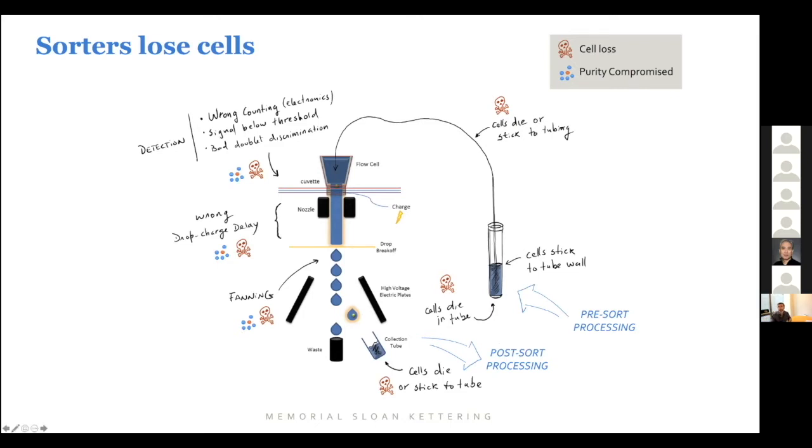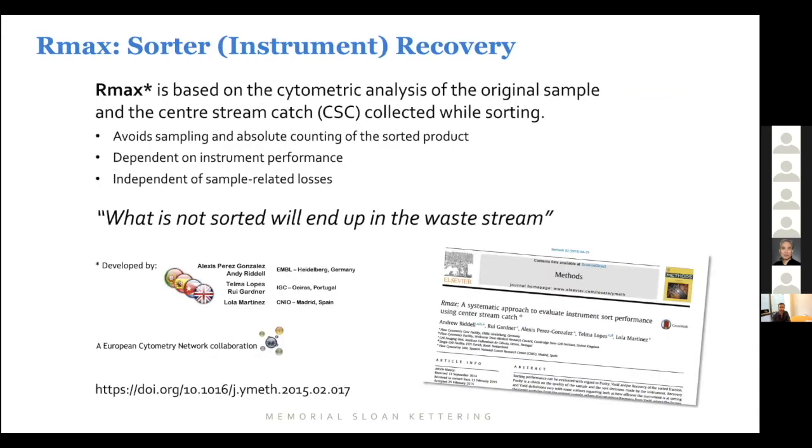And there are situations where you just lose cells without compromising purity. So everything was pointing to recovery rather than purity as a metric to assess instrument performance or sorting performance. And so in an amazing collaboration that we had with several flow cores in Europe, we started thinking about this, and we developed a method called Rmax that some of you probably know, and I won't go into many details because this has been published.